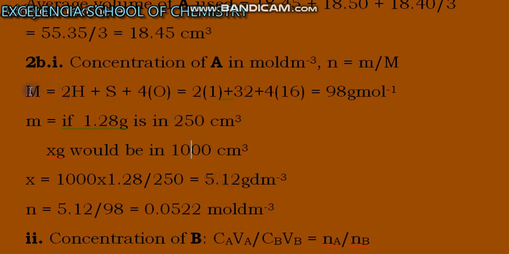Having this, the molar concentration: n is equal to m over M. Substituting here, n is equal to 5.12 over 98, which is equal to 0.0522 mole per dm3. Take note of the correct unit and take note of the 3 significant figures. Please let your concentration be in 3 significant figures. And then we come to the next question, which says concentration of B in mole per dm3.